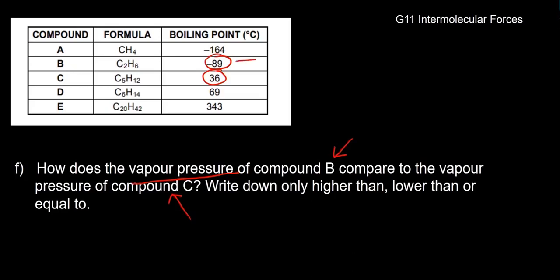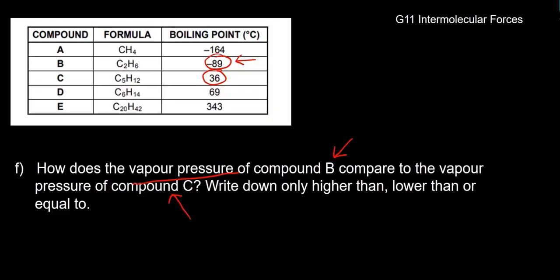Compound B, you can see, has got a lower boiling point. That means that it is going to reach its boiling point quicker, and it means that there are going to be more particles in the gas phase than for C. So in this particular question, the vapor pressure for compound B is going to be higher than that of compound C, because there will be more gas molecules available to create that pressure, because they're going to bounce against whatever surface they're enclosed in. So there we go, that's that answer.